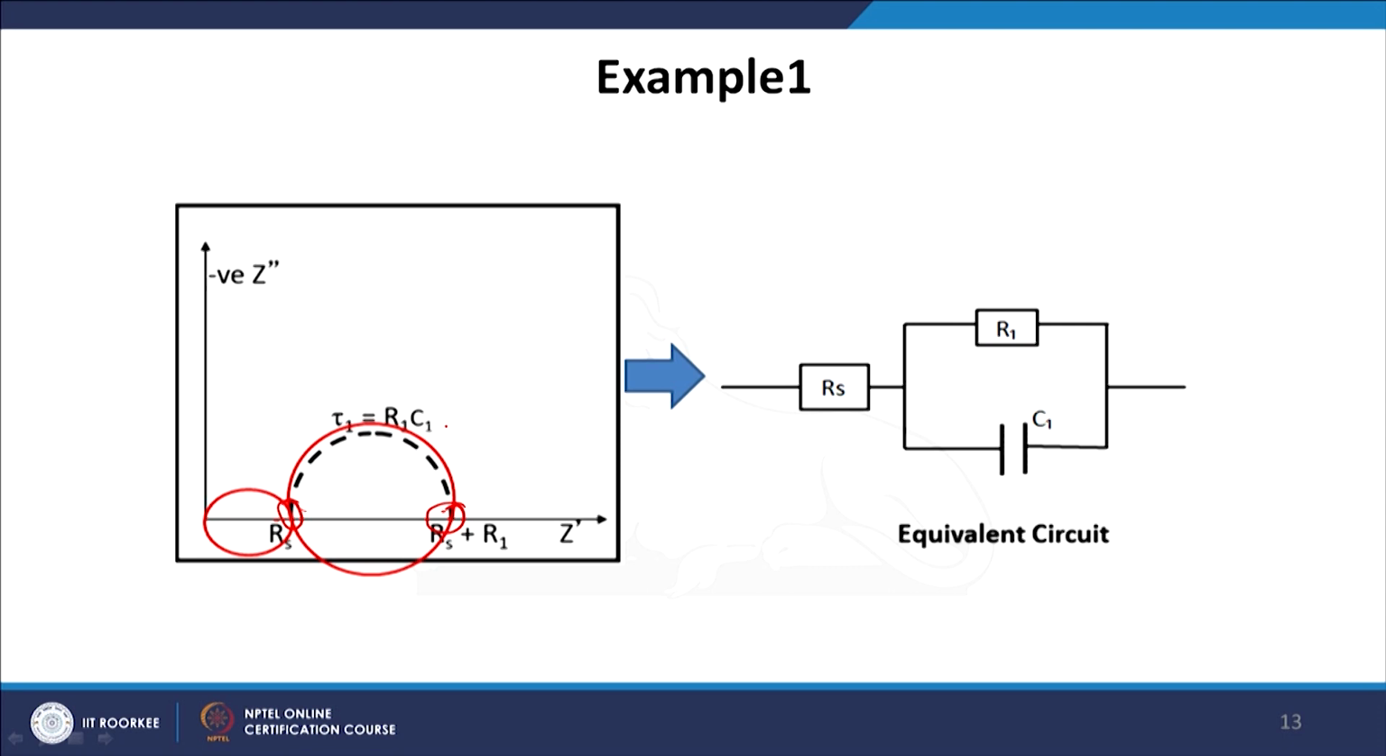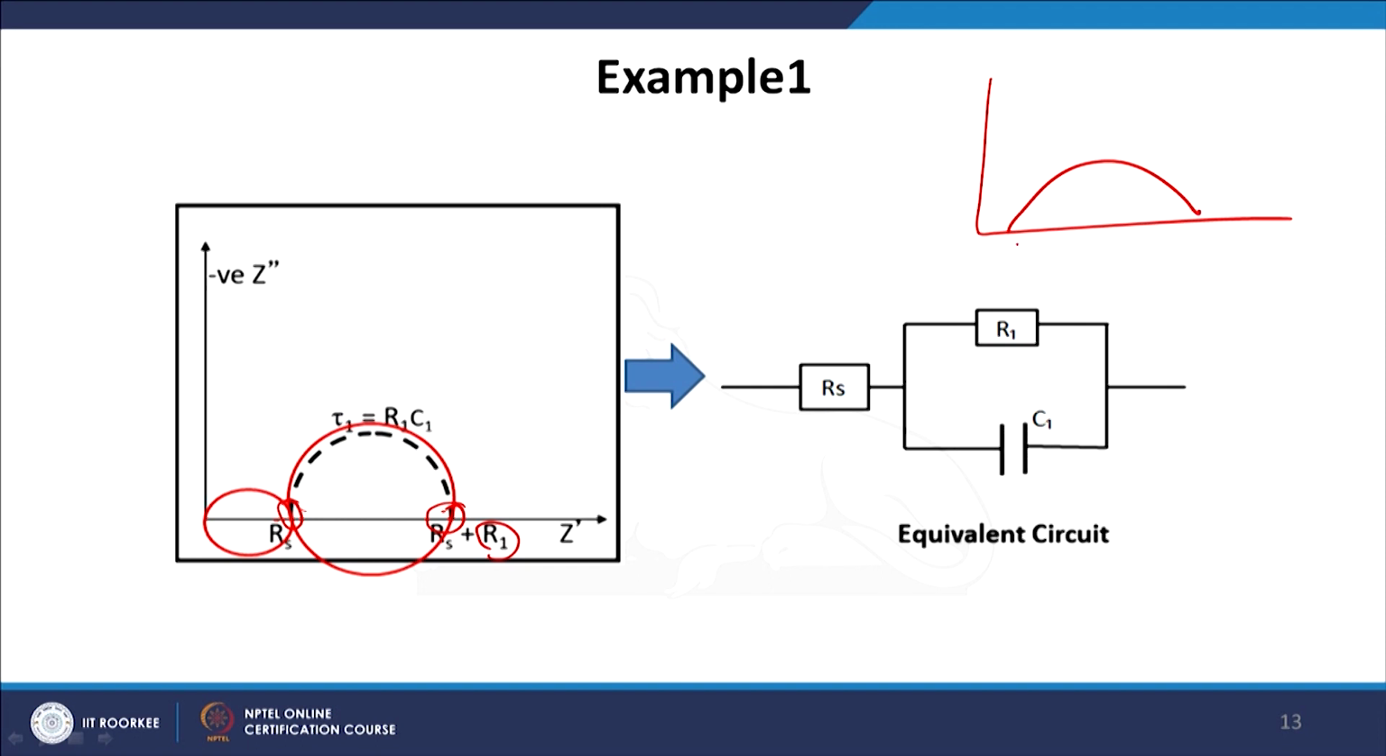So, here this value of R1, this resistance and the capacitance, they are connected in parallel. If the resistance and capacitance are connected in parallel, then you will get this kind of circuit.